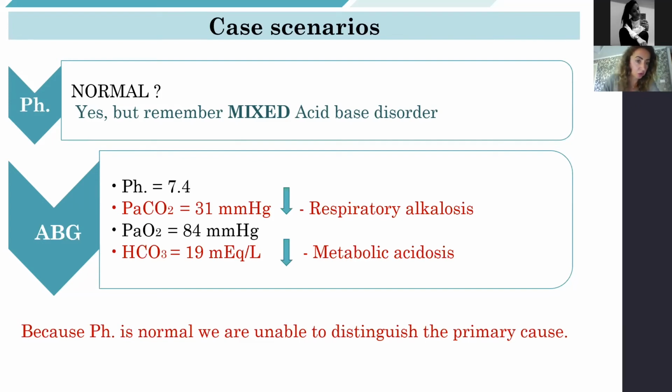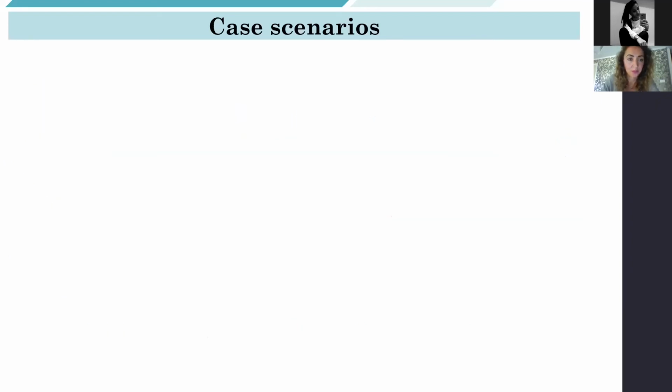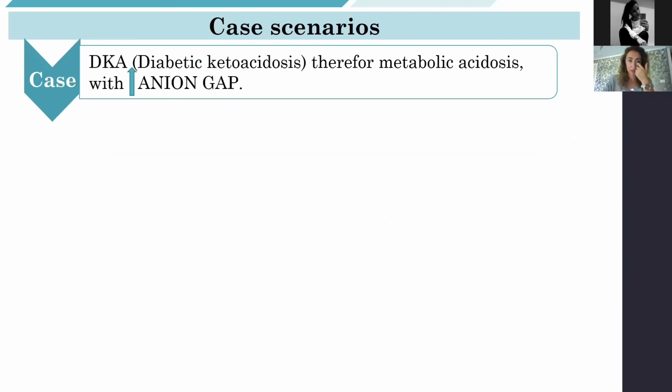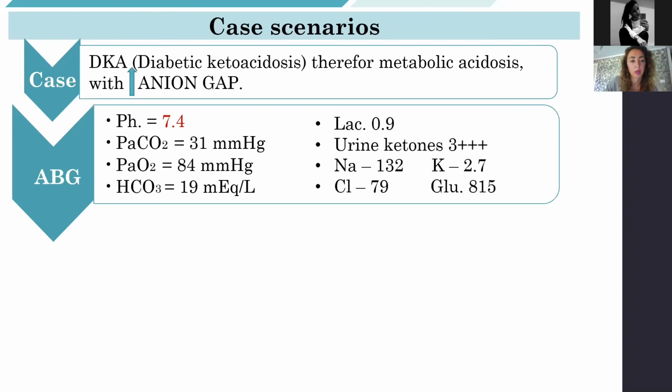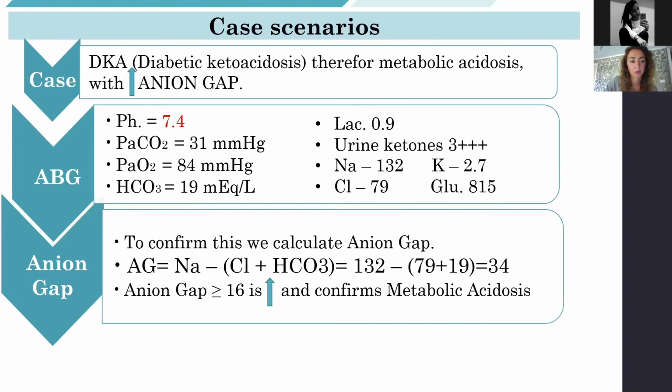And because the pH is normal, we cannot distinguish the primary cause, whether it's the respiratory or the metabolic disturbance. Diabetic ketoacidosis. It means that it's metabolic acidosis, but we should calculate the anion gap if we want to be sure about it. How can we calculate the anion gap? We have pH of 7.4, which is normal. Next one, please, Michelle. Thank you. To confirm this, we calculate the anion gap.